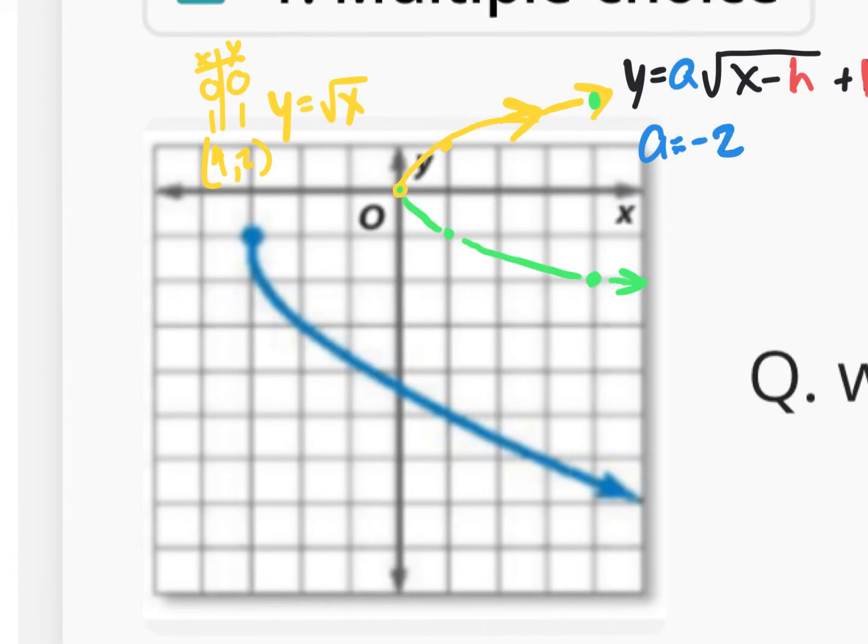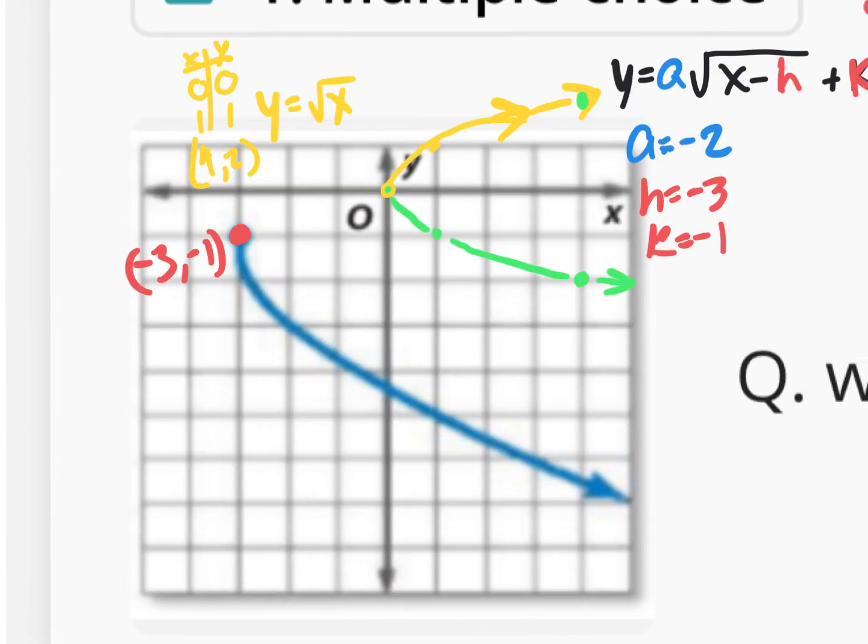Now, what's the most important point of this blue function? That's the coordinate negative 3, comma negative 1. Okay, so the h value is negative 3, and the k value is negative 1. So what we want to do here is write the actual equation.